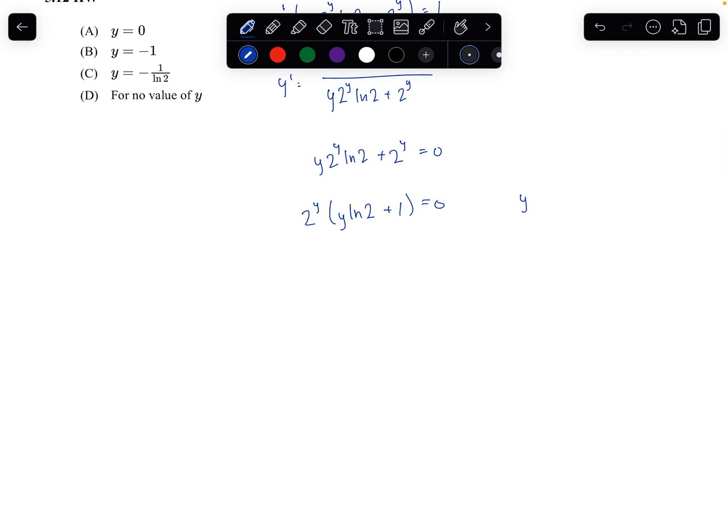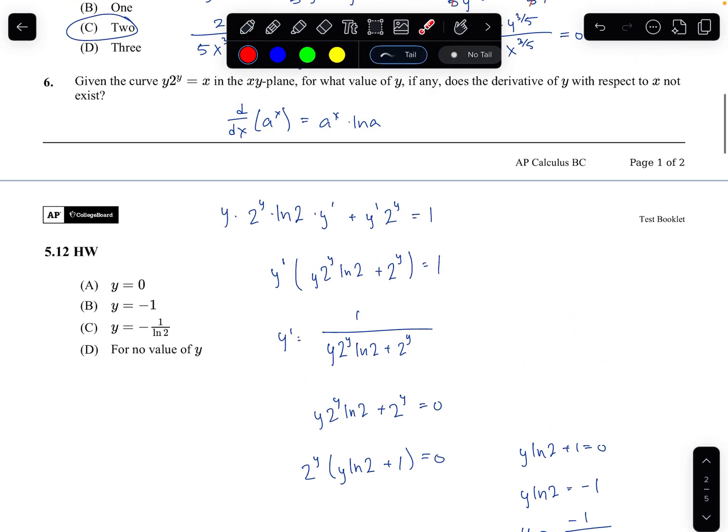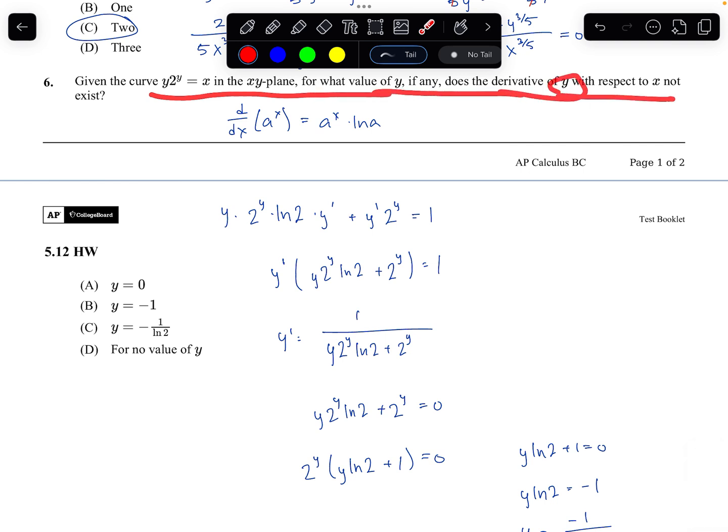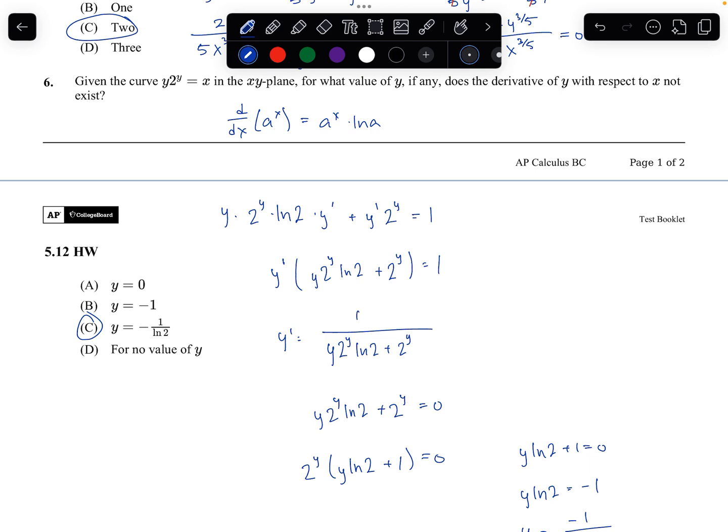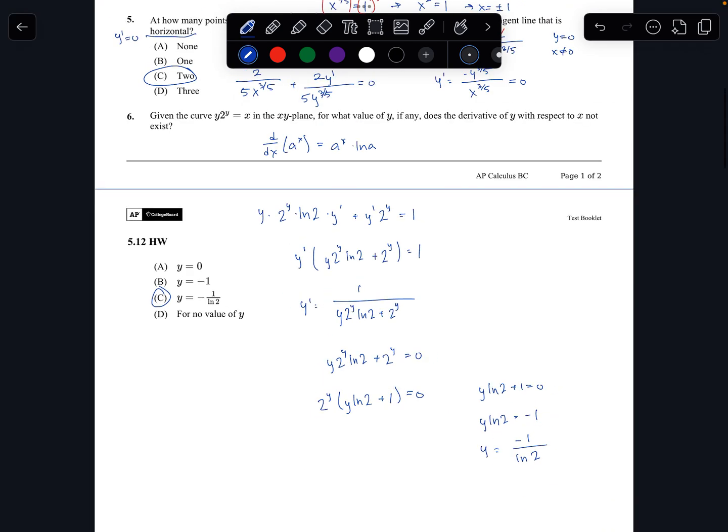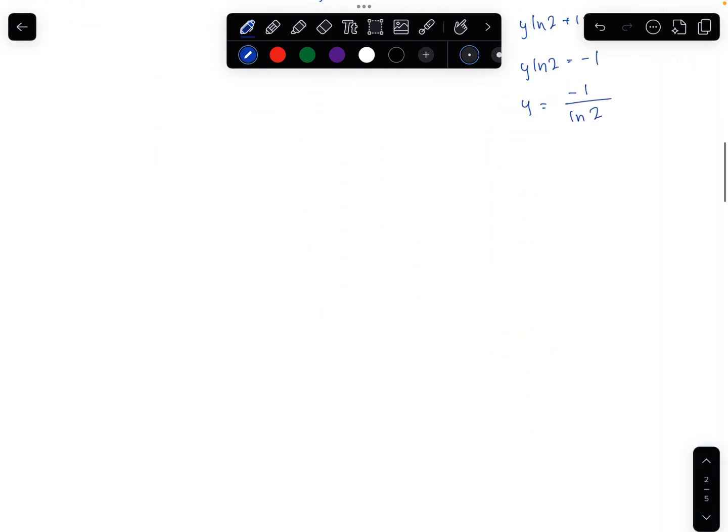So y natural log of 2 plus 1 equals 0. So that's y natural log of 2 is equal to negative 1. Divide by natural log of 2. So when y is equal to negative 1 over the natural log of 2, that's whenever it's going to equal 0. So given the curve, does the derivative of y, oh, so there you go. C. When y is equal to negative 1 over the natural log of 2.